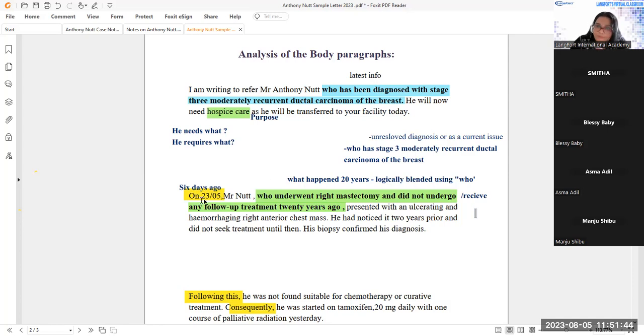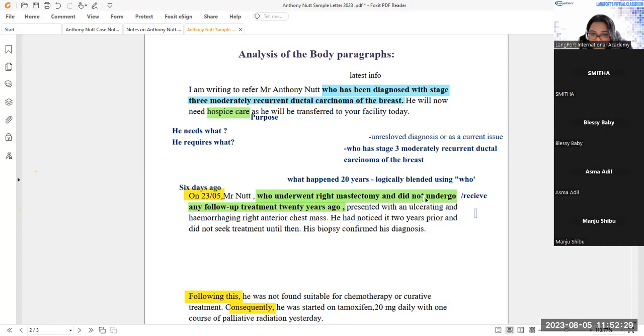Now, "6 days ago, Mr. Nutt, who underwent right mastectomy and did not undergo any follow-up treatment 20 years ago, presented with an ulcerating and hemorrhaging right anterior chest mass." See, all the numbers like "20 years ago," I have spelled out. That is something OET prefers when you're writing numbers, not dates. "20 years ago," "3 days ago," spell it out. When you're writing numerical dates, that's fine, and for dosage, that's fine. But when you're describing 20 years ago, 3 weeks ago, you spell the number out. Instead of "undergo," you can use "receive."